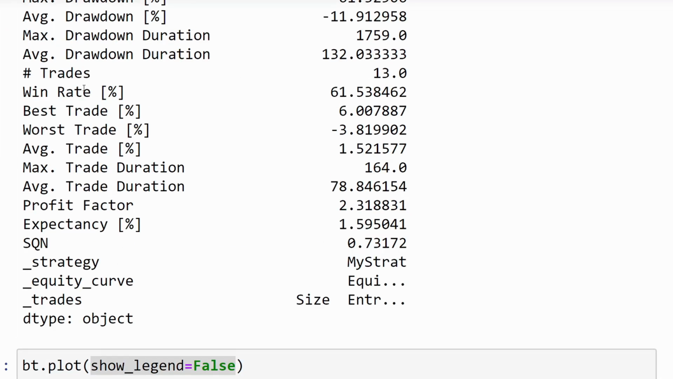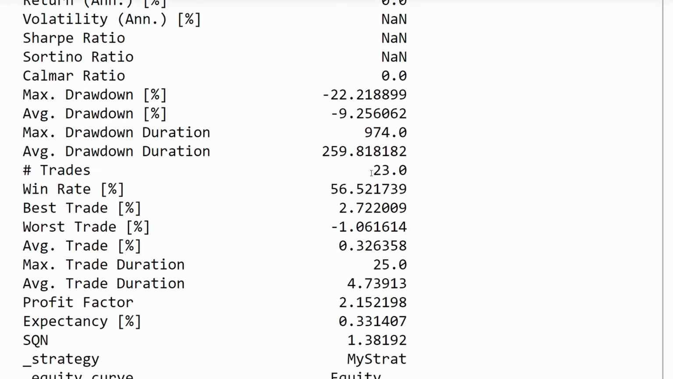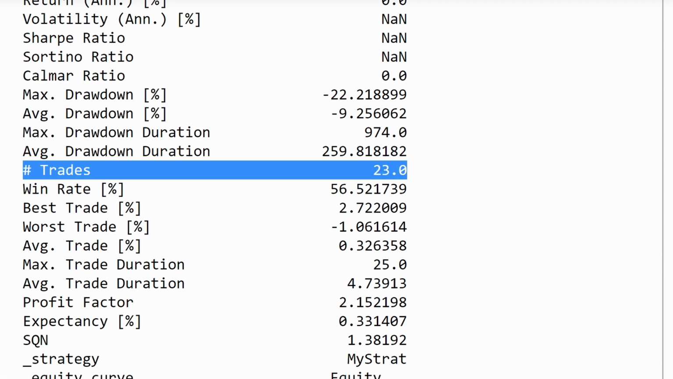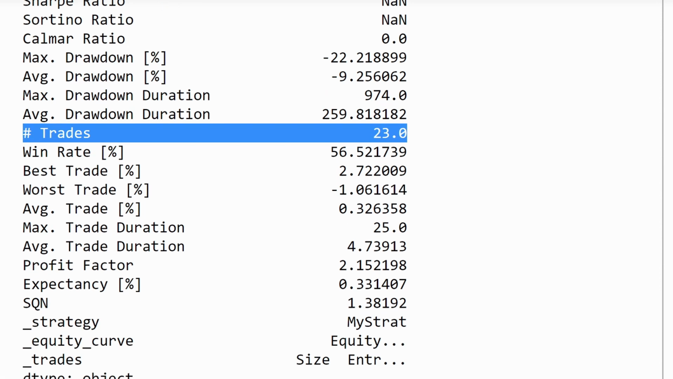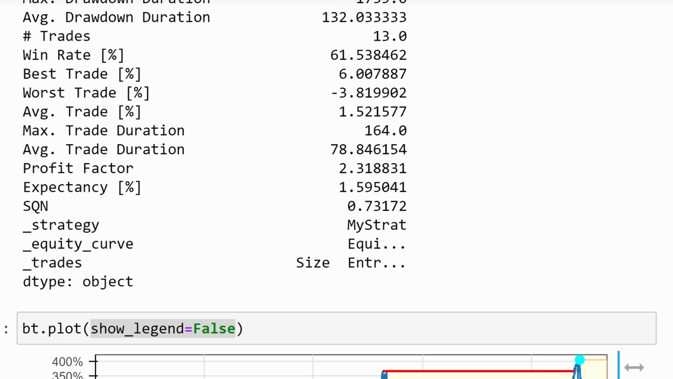Regarding the number of trades, here we had 13 trades, while in the next one it's around 23 trades. So we have 10 trades more in this case. Now it's not as bad because even if you have very few trades and you have a good system, you can run it on different currencies and on different uncorrelated stocks.